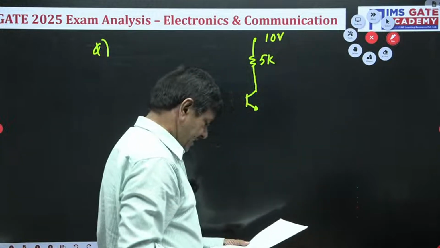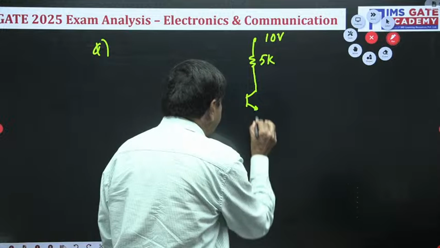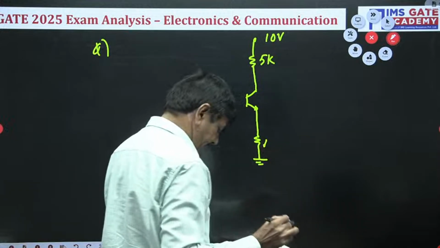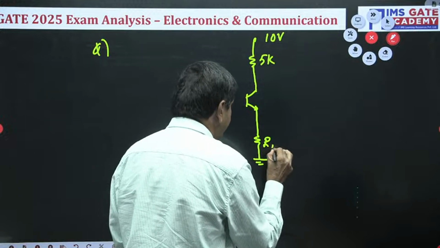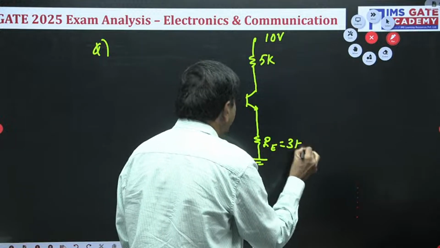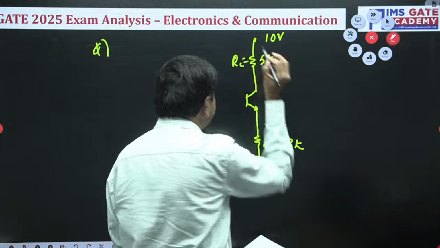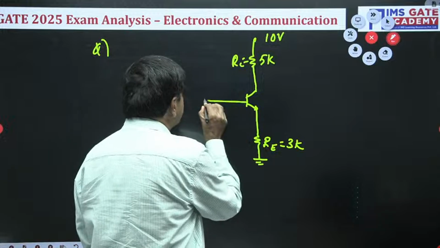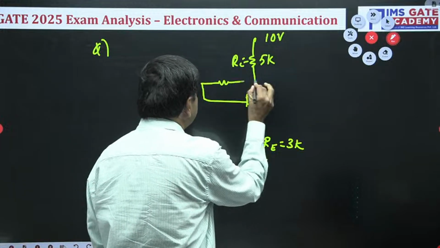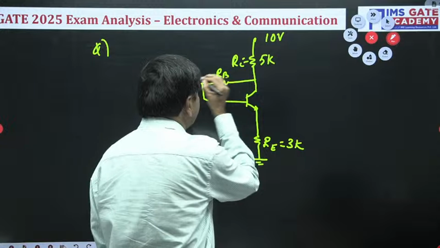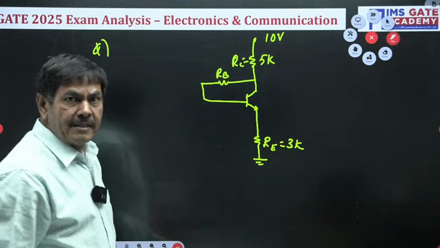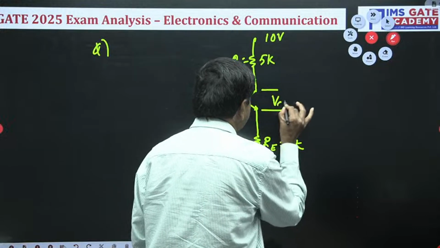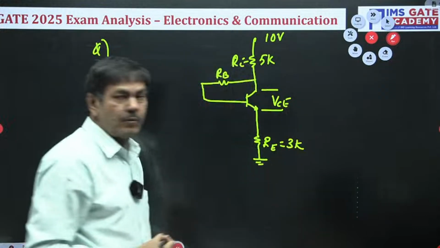Here the emitter resistance RE is given as 3K. This is RE, 3K. This is to be taken as the RC value. The base resistance RB is connected here. The question asks to find the VCE value, the collector to emitter voltage.